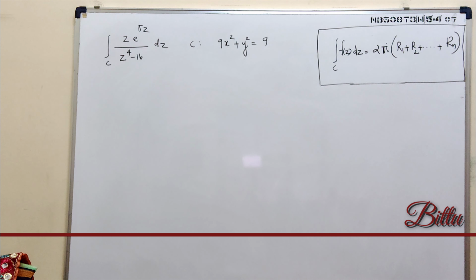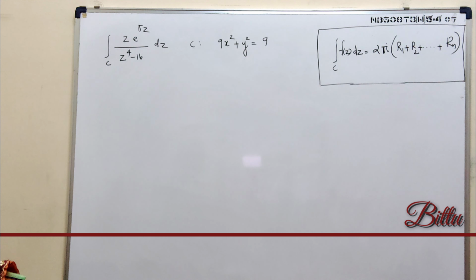It is different from all other questions which we have solved. In this question, C is an ellipse. In the previous videos, we evaluated the integral along a circle, but in this question you have to evaluate along the ellipse.